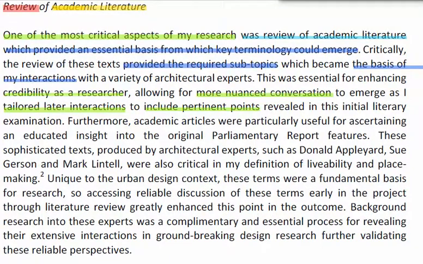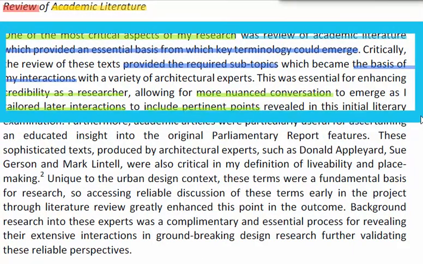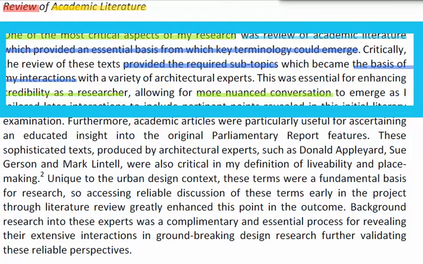Okay. The other thing is that they go into additional reasons. You could almost think of it as part one, the first thing that they actually talk about, and then we can see part two. Furthermore, academic articles were particularly useful for ascertaining educated insight. Okay, so now we're going back to setting up your judgment. They were particularly useful. We've got our qualifier.